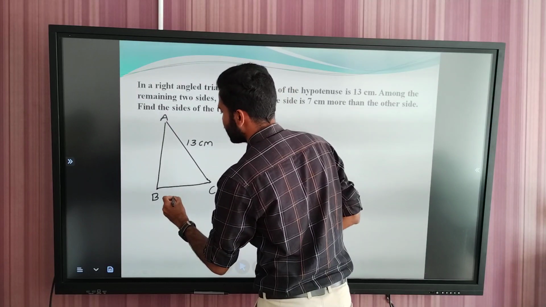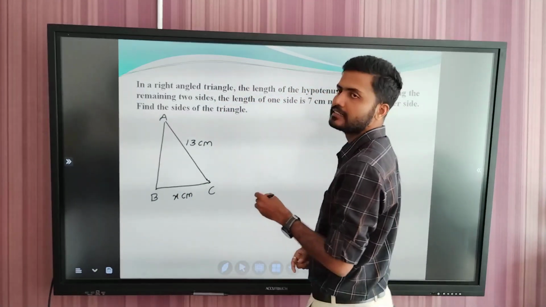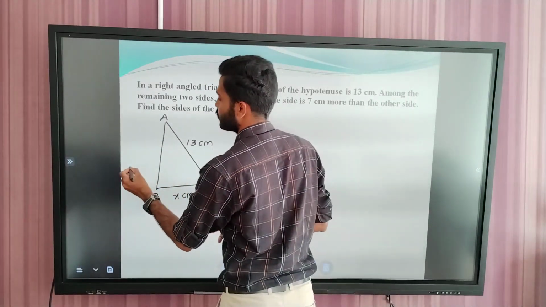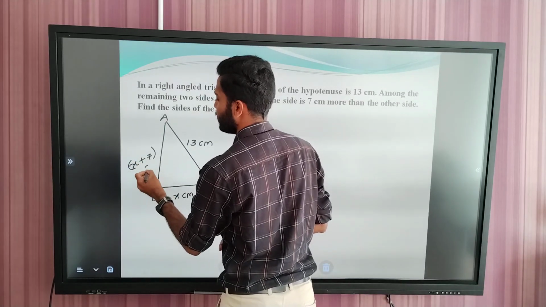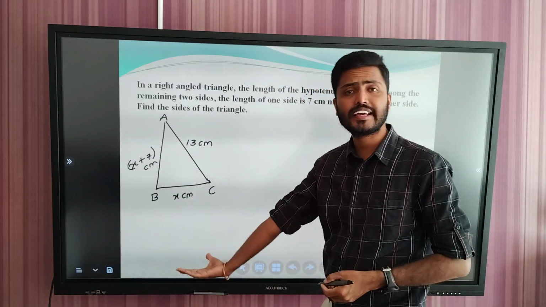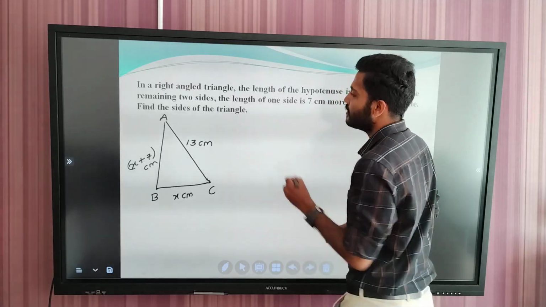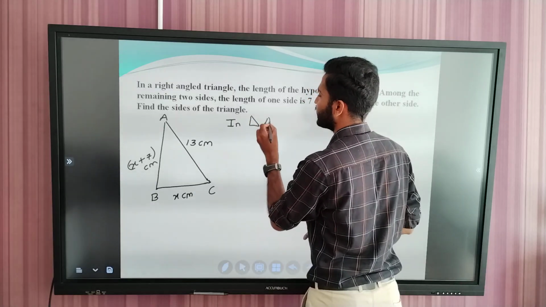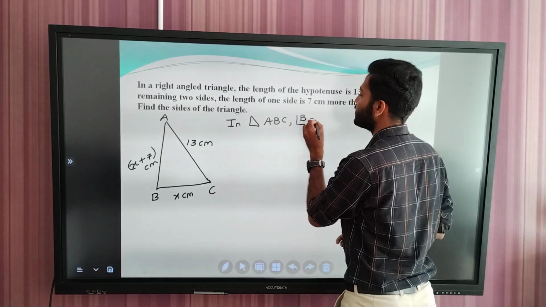Okay. So what I will do is I will consider the base to be x centimeters. So the other side, they have told us that it is 7 centimeters more than the other side, so this will be considered to be x plus 7 centimeters. Correct? So now having the three sides, so it's a right angle triangle, my dear students, we can use the Pythagoras theorem. Correct? So we can just use the Pythagoras theorem in right angle triangle ABC. So angle B is equal to 90 degrees.